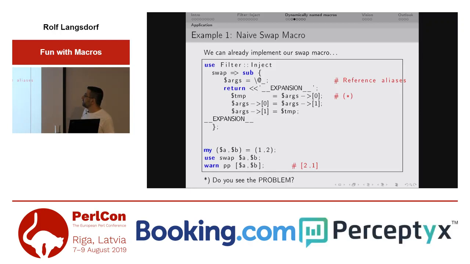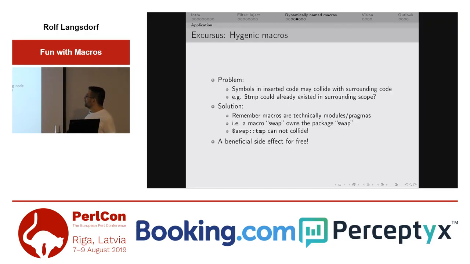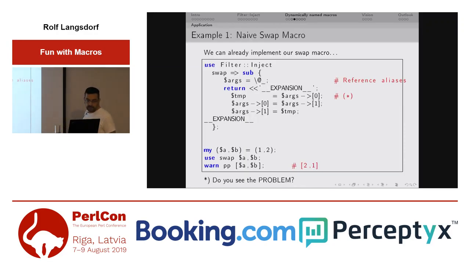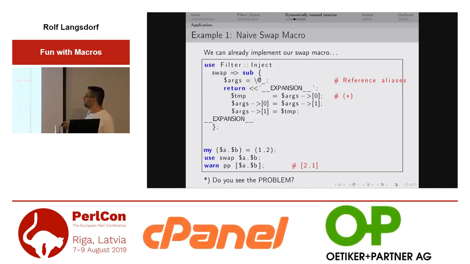But let's look again at our naive swap macro. I've just shown you how it's implemented in Lisp, but we want to implement it now here in Perl. And we do it in a dumb way, because we could do list assignments, just assign x, y to y, x, and then we don't need a temporary variable. But we do it this way because I want to talk about hygienic macros too.